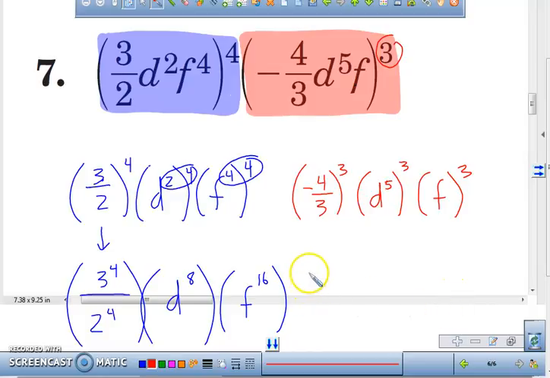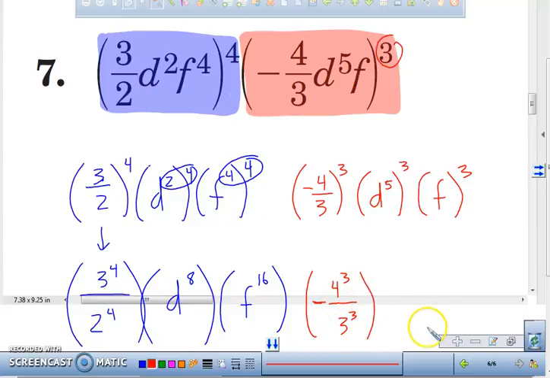Now, right now, a negative times a negative times a negative still stays a negative. So this is going to be still a negative 4 to the 3rd over 3 to the 3rd. Yes, 4 times 4 times 4 is 64, and 3 times 3 times 3 is 27. But I'm just going to leave it like this for right now. Okay? D to the 5th power to the 3rd power.